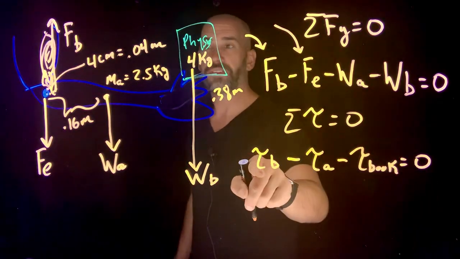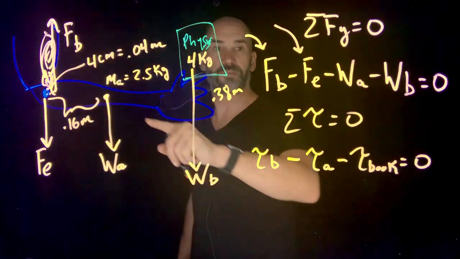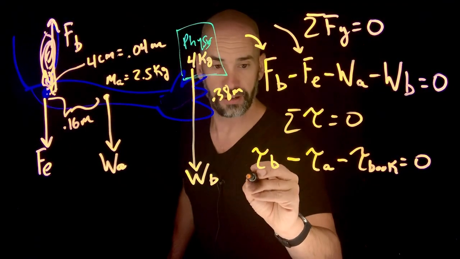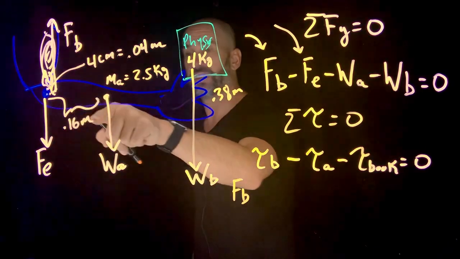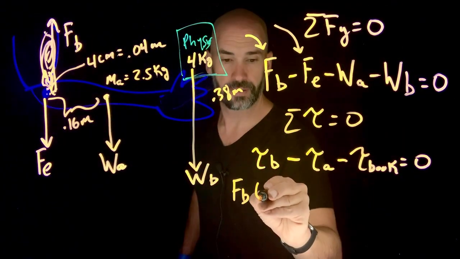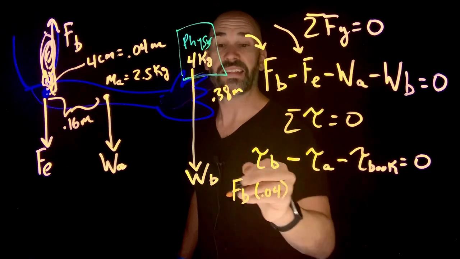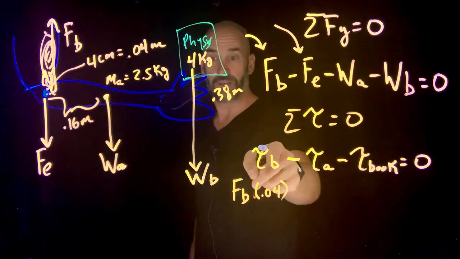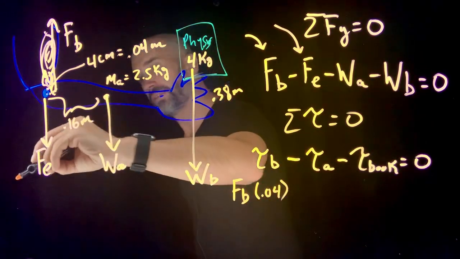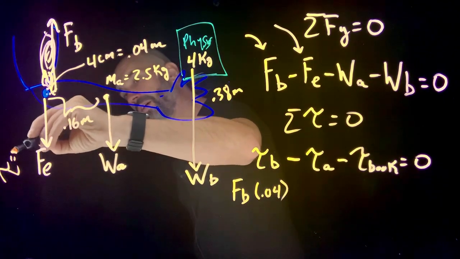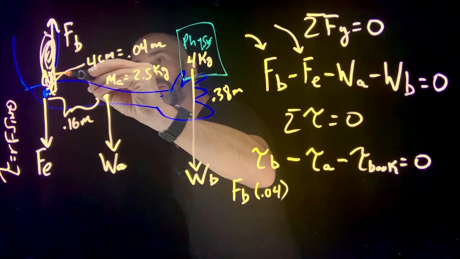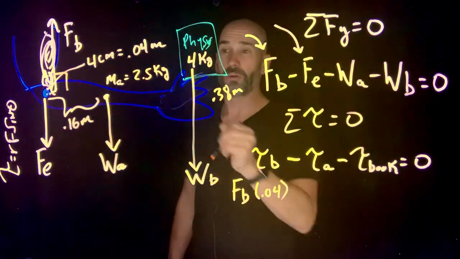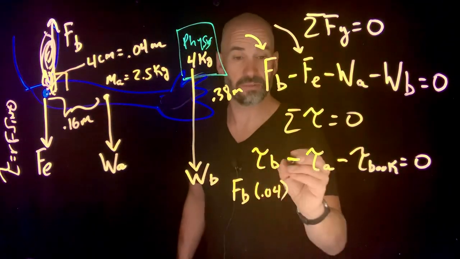Well, what is the torque of the bicep? Well, the bicep force, we don't know. We're trying to find it. So force of the bicep times that distance. Remember, it's 0.04. And then lastly, sine of theta. Torque is R F sine theta. And that angle is 90 degrees, so that's just 1. Makes life a little bit easy.